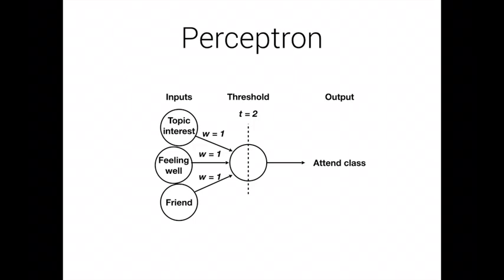If we make the threshold 2, then we need the inputs to exceed that threshold, and if they're all weighted as 1, then they would all be weighted equally. So in this case, we would need at least 2 of these things to be true for you to attend class in this model. We could adjust the weights, or we could change the threshold. We tend not to change the threshold because that tends to be a very gross way to control the neuron, and it's much more fine-tuned if you use the weights.